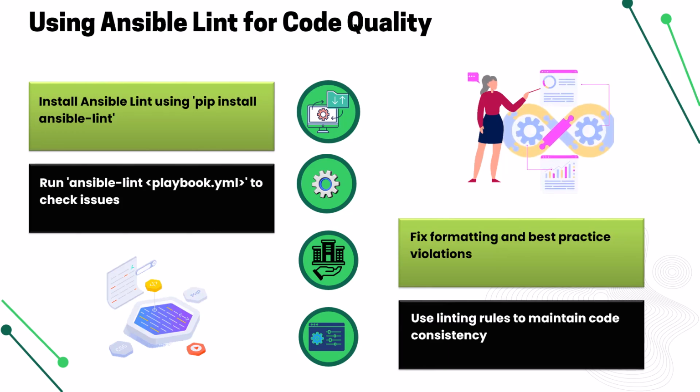We all want clean, professional-looking playbooks, right? Well, Ansible Lint is here to save us from messy YAML disasters. First, we install it, easy peasy. Then, we run Ansible Lint to let it judge our code. No offense, it's constructive criticism. Next up, fixing formatting and best practice violations because consistency is key, just like in life. Lastly, we rely on linting rules, ensuring our code stays neat, readable, and doesn't embarrass us in front of colleagues.